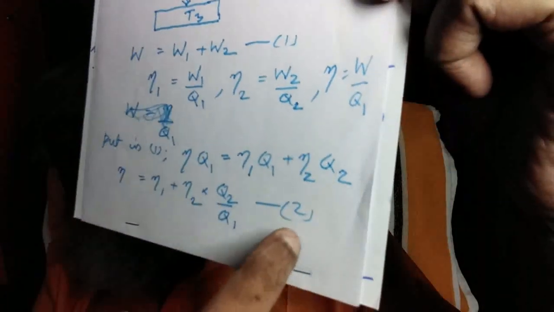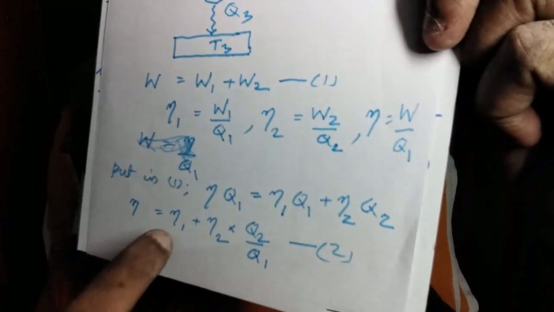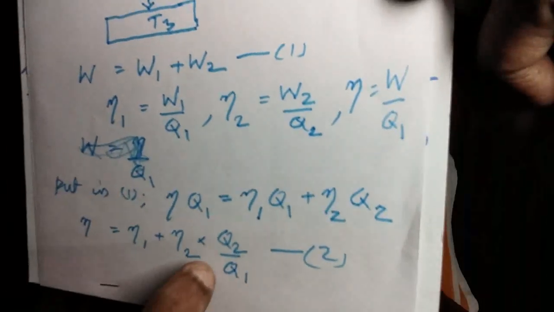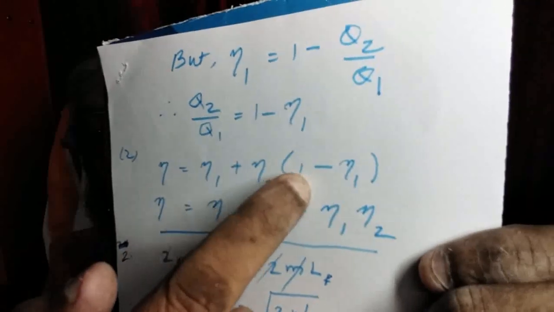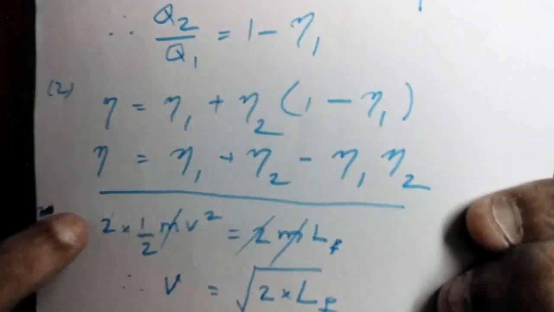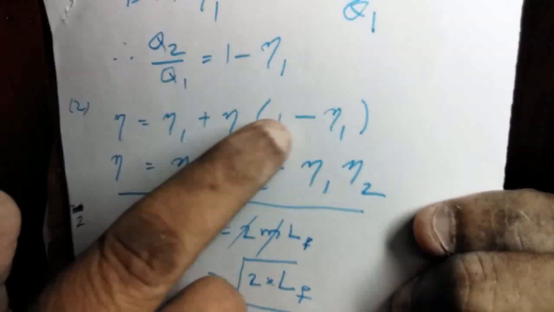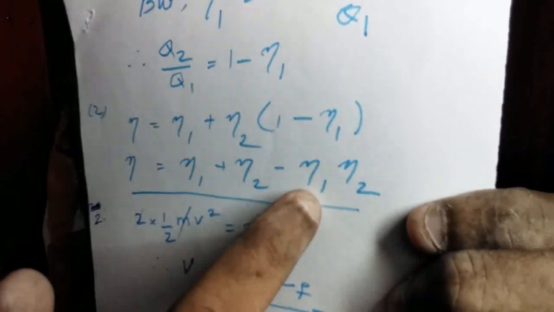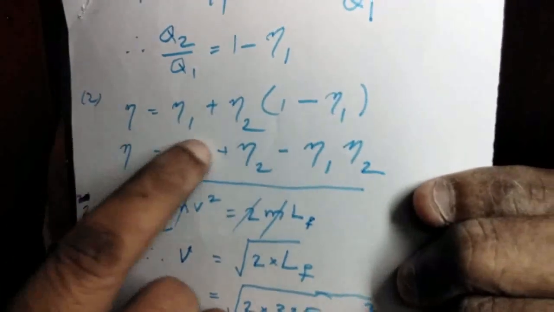You can put this value in equation 2. Here it is Q2 by Q1. So you get eta equals eta 1 plus eta 2 into Q2 by Q1, which is 1 minus eta 1. Simplify this. You get eta equals eta 1 plus eta 2 minus eta 1 eta 2. This is the efficiency of the combined engine. That's all.